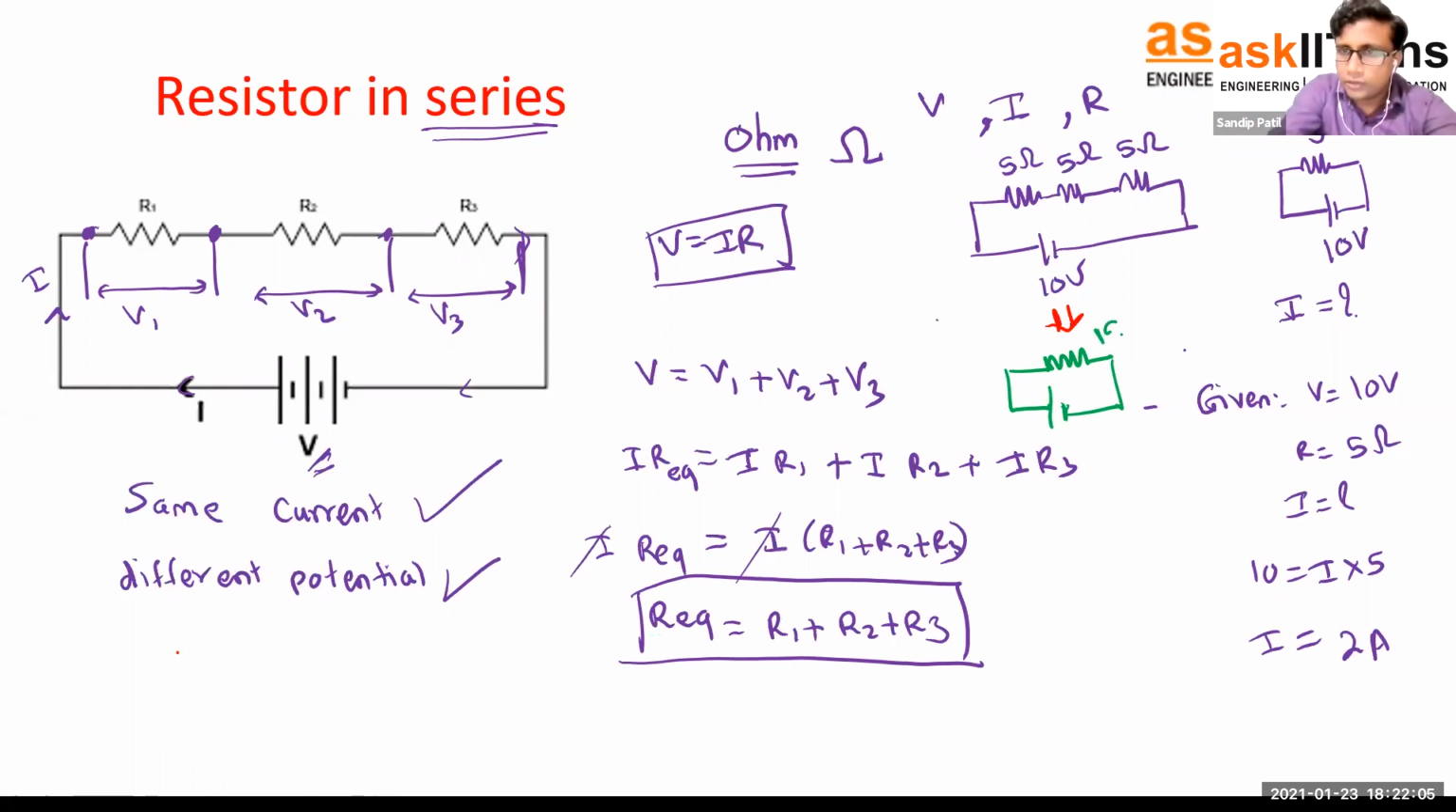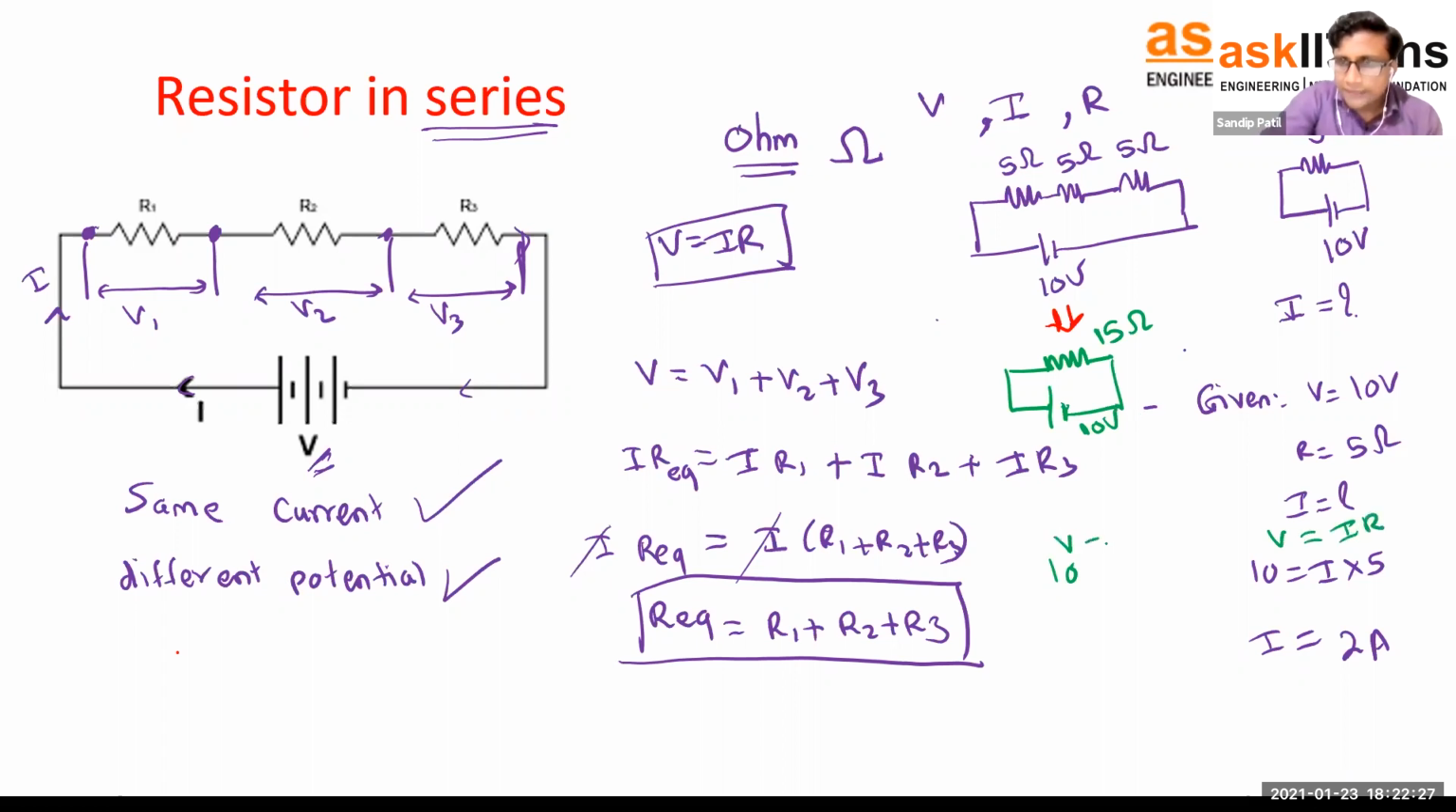That will be 15, right? So what I'm getting now, instead of connecting three resistances of 5, 5, 5, I'm going to connect just one resistance of 15 ohm. This is 10 volt. So using this, I can again use this formula. What was our formula? Here V is equal to IR, right?